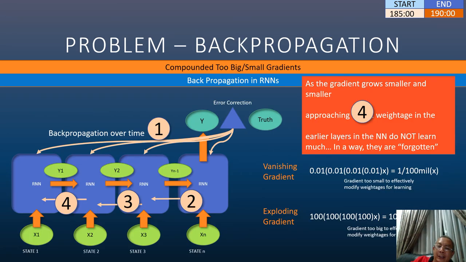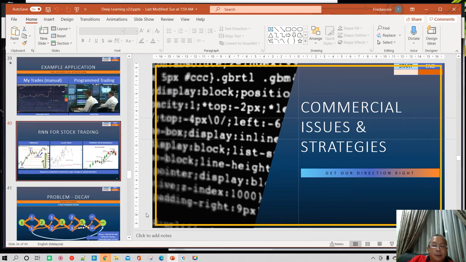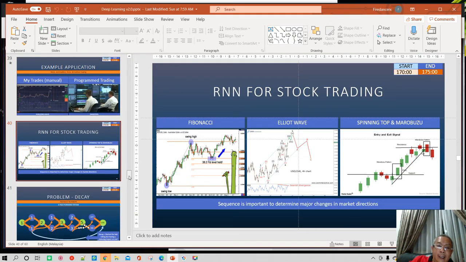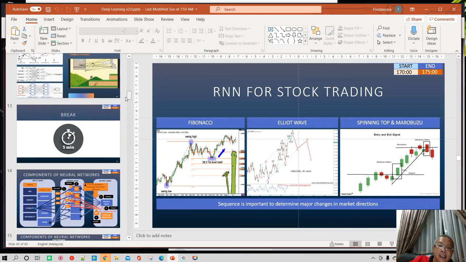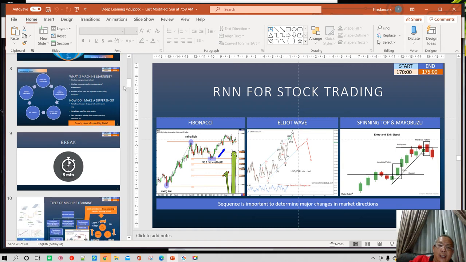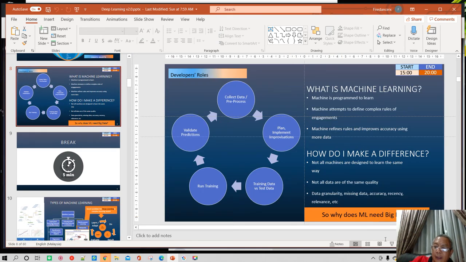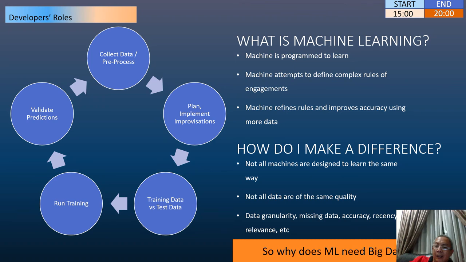So back to the original earlier slide that I showed you: why you can make a difference in artificial intelligence. The reason why you can make a difference is because you can decide on how to do things differently from other people. How do I make a difference? Not all machines are designed to learn the same way. You can see just now, the theory is almost the same, but in practice there's a lot of variation. You put this, you put that, you do it differently. So not only is the data not of the same quality, but also the method is not the same.